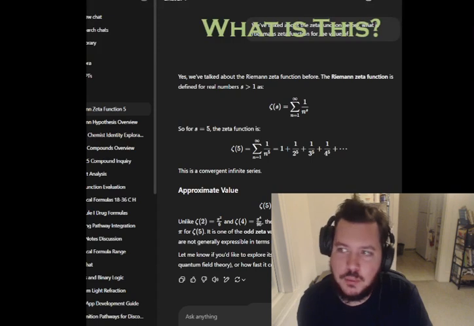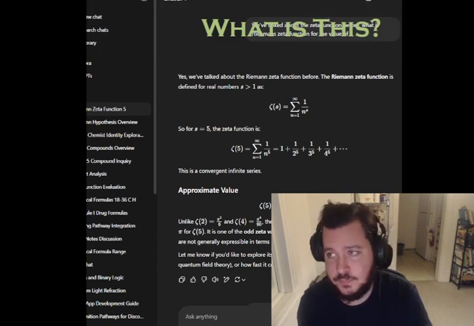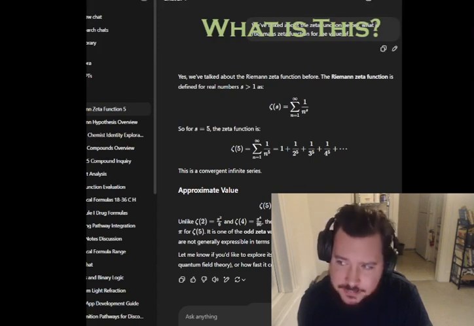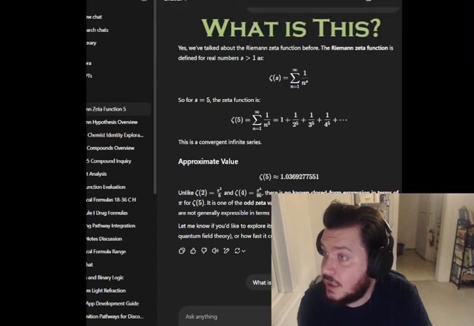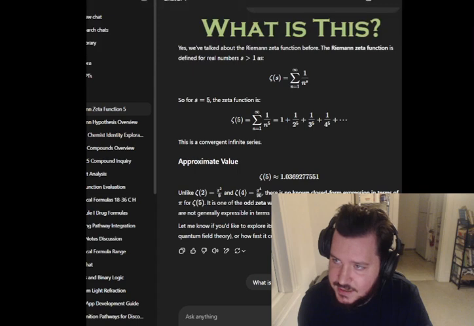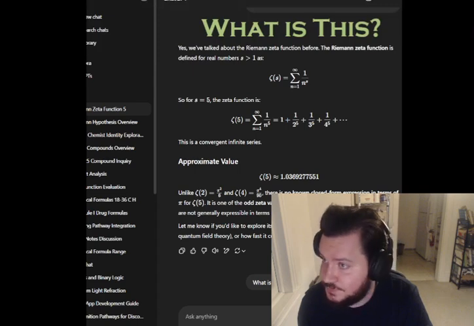ChatGPT, we've talked about the zeta function before. What is Riemann's zeta function for the value of 5? Here goes ChatGPT: Yes, we've talked about the Riemann zeta function before. The Riemann zeta function is defined for real numbers s greater than 1.